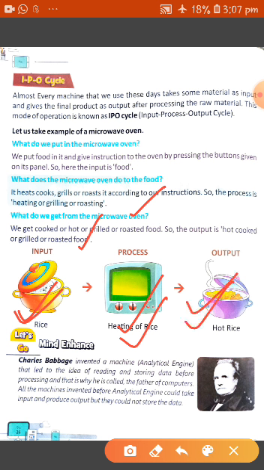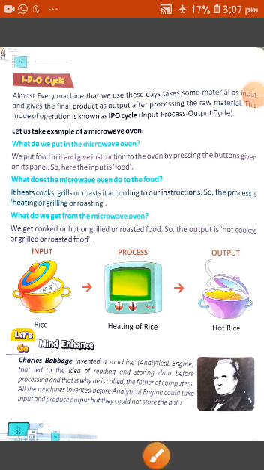So here we learn input is the raw data and the instructions. Processing is the calculation done on the data, and output is the result obtained after processing.